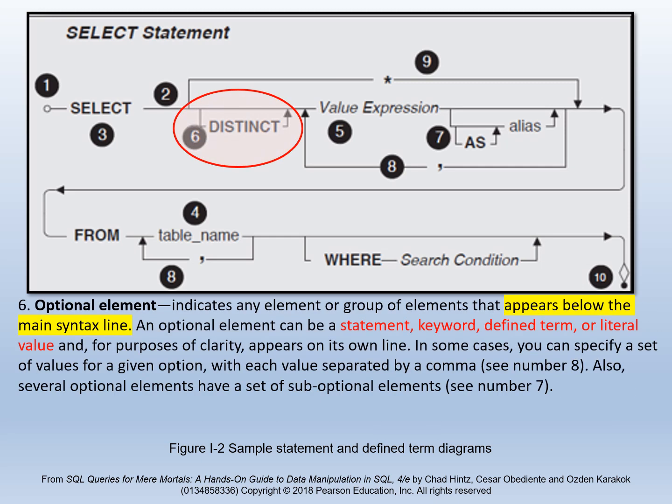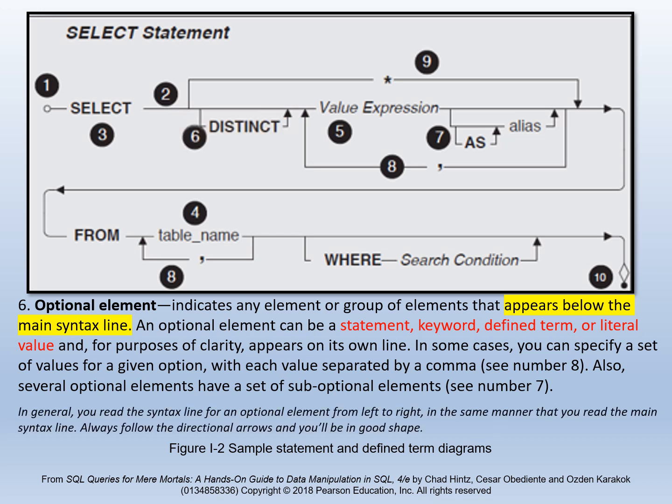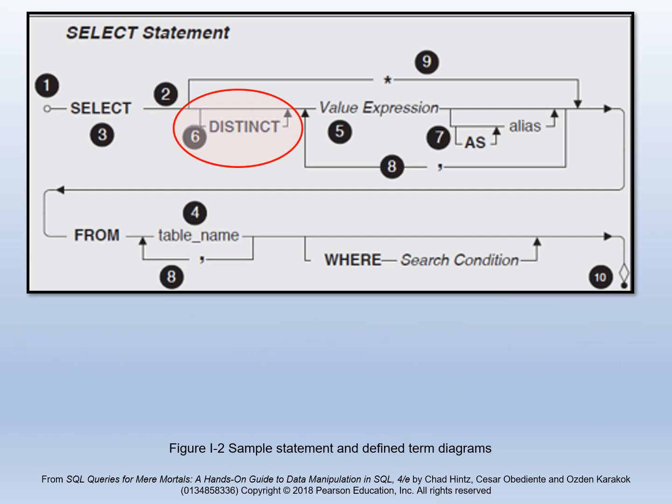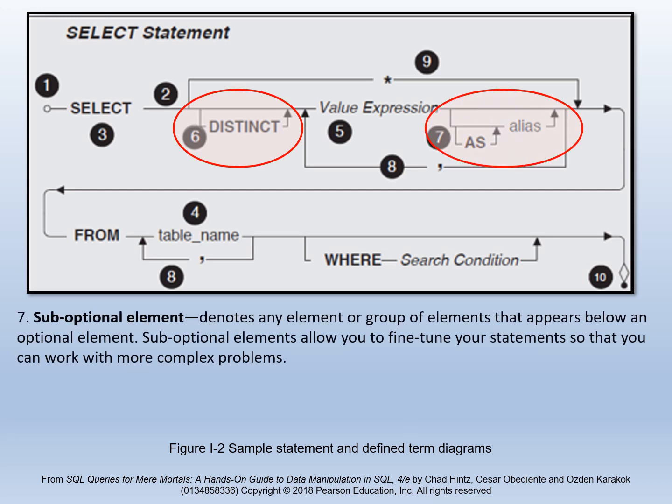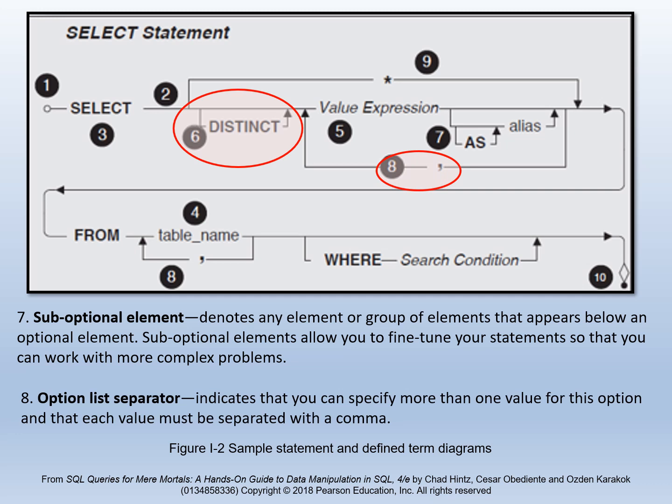Optional elements such as the distinct keyword always appear below the main syntax line. In general, you read the syntax line for an optional element from left to right, just as you do with the main syntax line. Optional elements such as distinct may have sub-optional elements. Multiple options are separated by a comma.